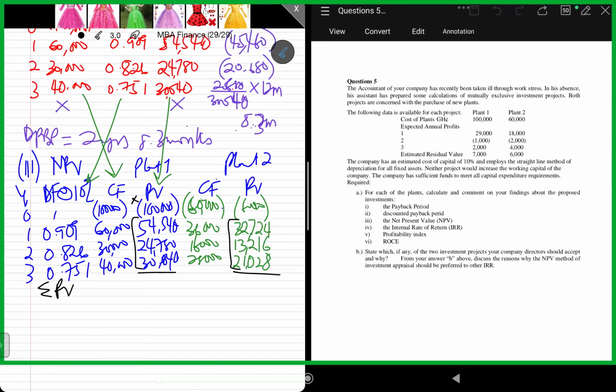54,540 plus 24,780, then 30,040. That will give us 109,360. Then for the other one: 32,724 plus 13,216 plus 21,028. That will give us 66,968.